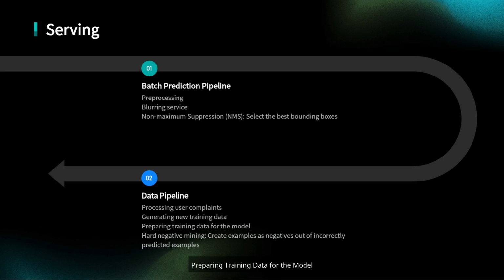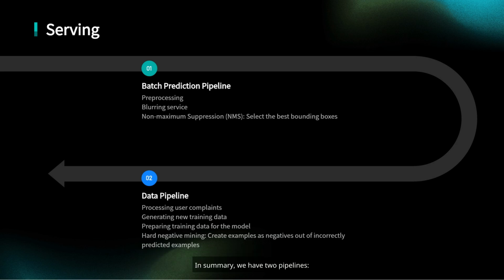Preparing training data for the model. This involves cleaning labels, applying augmentations, splitting data into training, validation, and test sets. The more representative and up-to-date our data, the more robust our model becomes. Hard negative mining. A key technique here is hard negative mining. When the model incorrectly labels a background region as a face or plate, we turn it into a negative training example. These hard cases help the model learn sharper decision boundaries and reduce false positives.